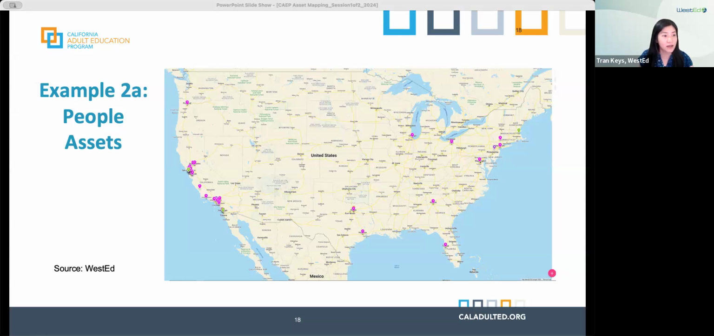And the source is WestEd. That's the organization that Greg, Lisa, and I are from. And here it was just an internal project, where really it was kind of like an internal asset mapping, if I could call it that. So it wasn't client based. It was us trying to figure things out for this project we were working on.